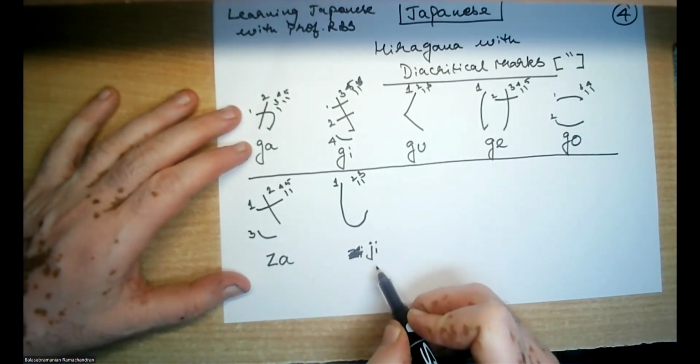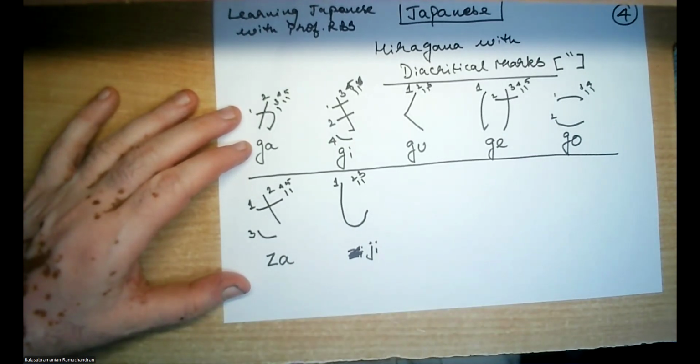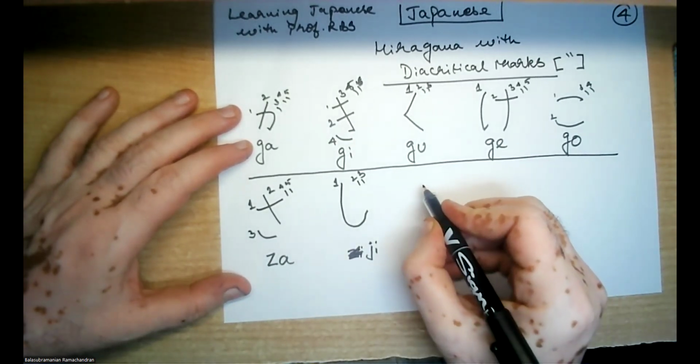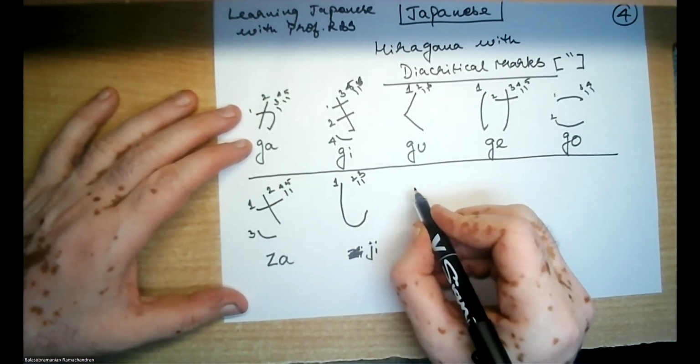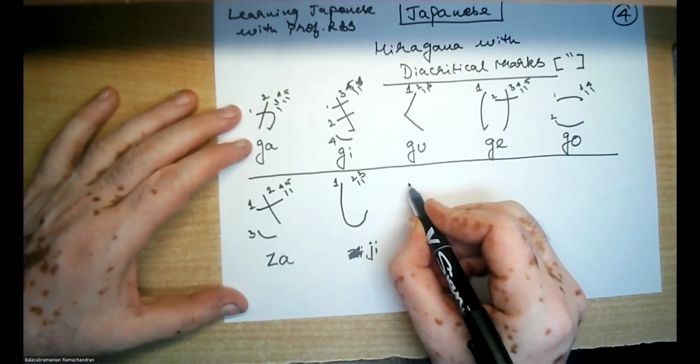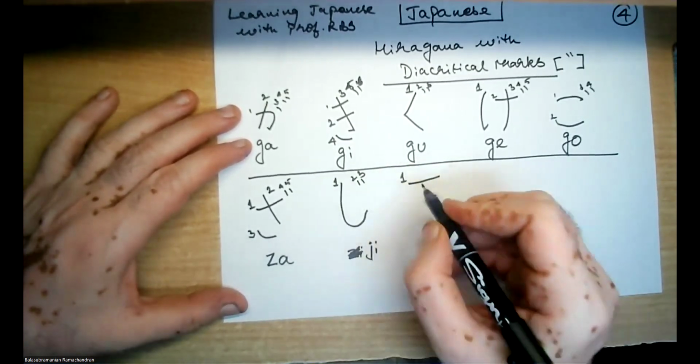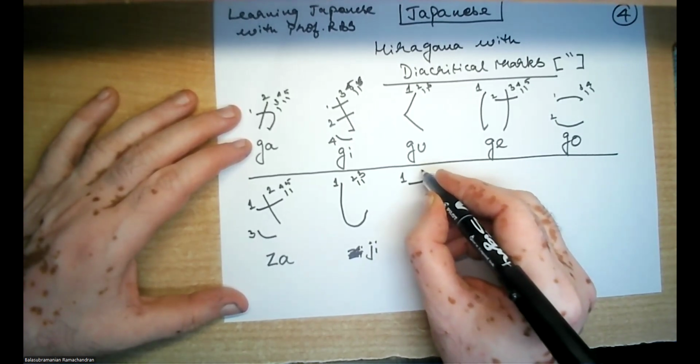Za, G, then we have Zu. So first we have to write Su. So stroke 1. How do we write Su? Stroke 1. All right. Stroke 2 is without lifting the pen, you have to write this.